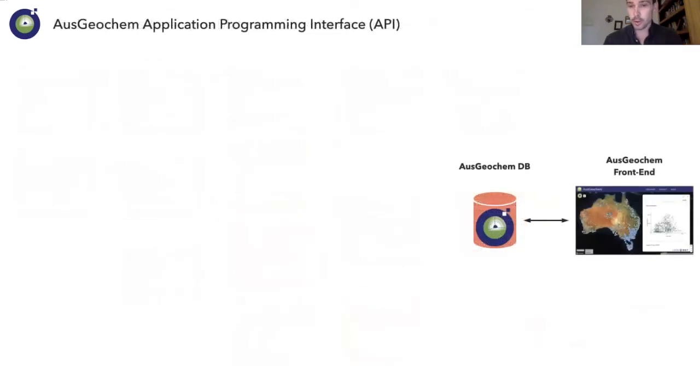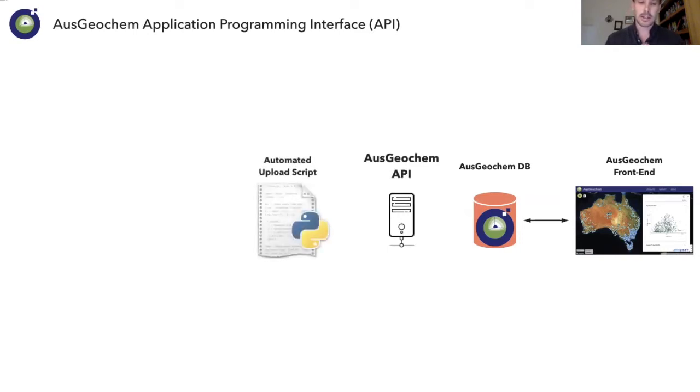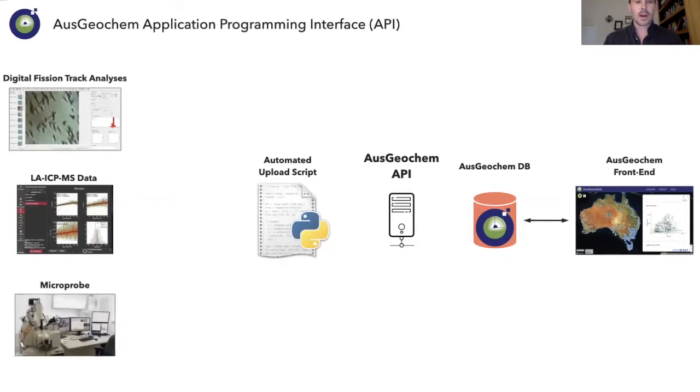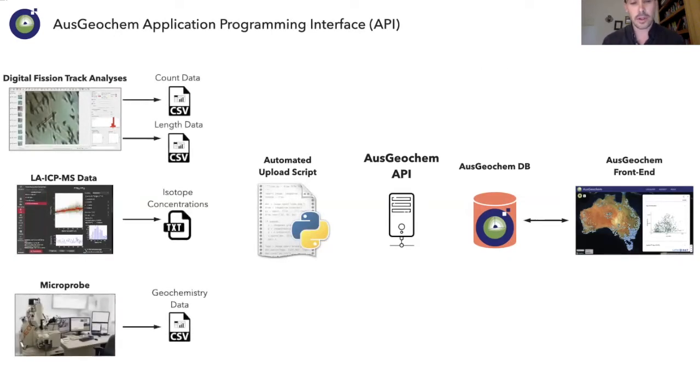Now, users can upload those data into AusGeochem, quote unquote, manually via the intuitive user interface that's within AusGeochem, and this includes bulk data upload. But they can also take advantage of AusGeochem's application programming interface, or API, that allows them to write scripts, which can essentially digest a wide variety of different analytical data produced from different analytical software and equipment.